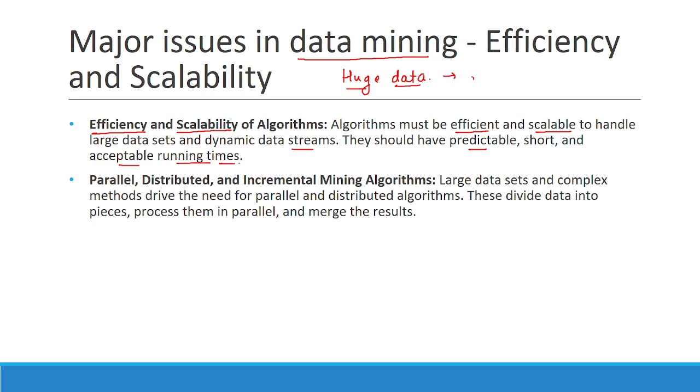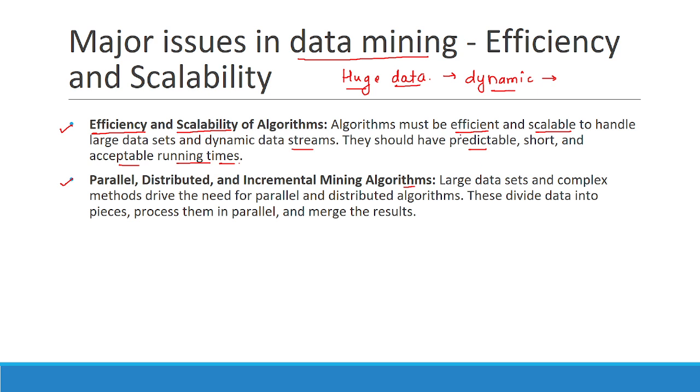That data is huge, that data is dynamic, it is continuously changing. So there must be some systems. There are systems that already exist, but there is a chance of betterment, that we should make those systems more efficient, more scalable. That system should run in acceptable running times. Okay, this is one of the issues. Then there is a need for parallel, distributed, and incremental mining algorithms. Okay, why is this needed? Because as I said, the data is dynamic.